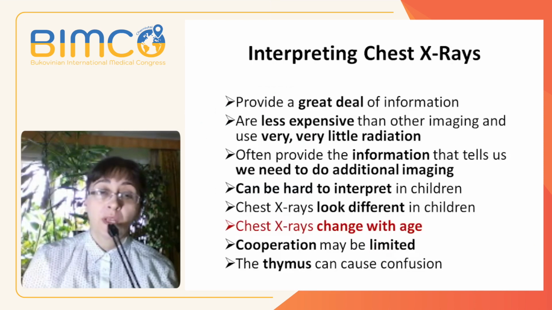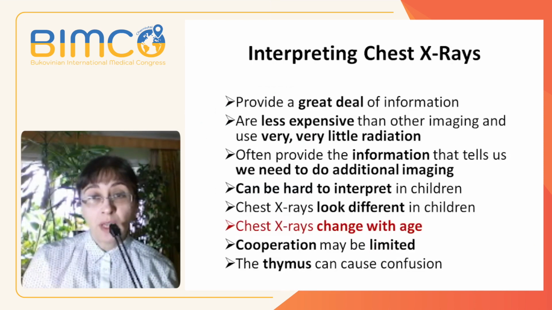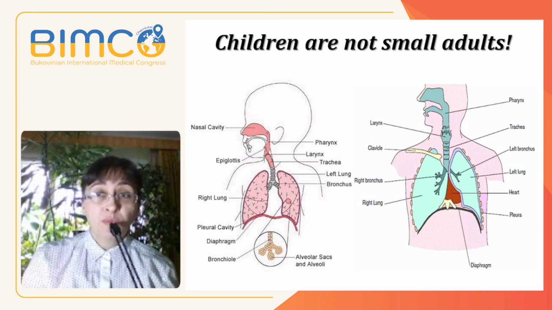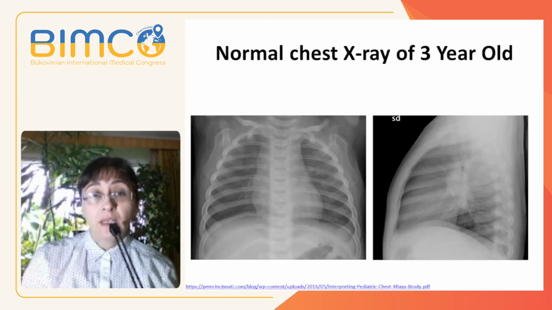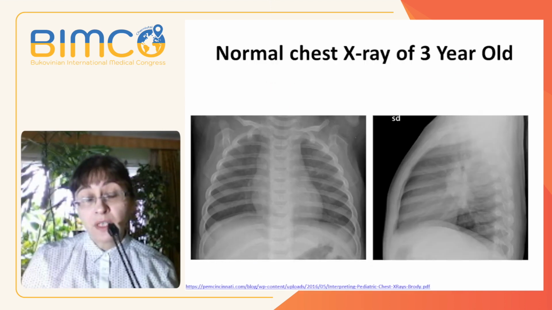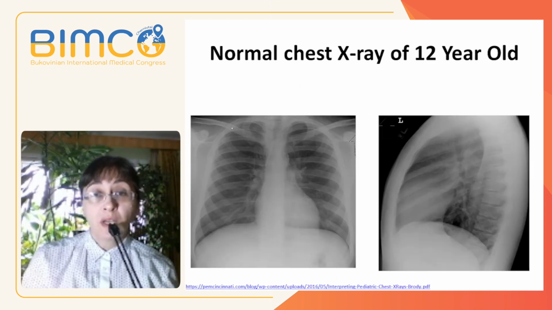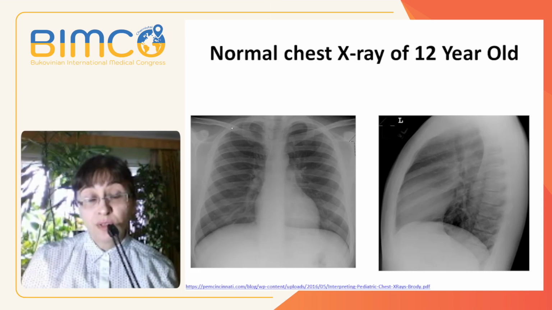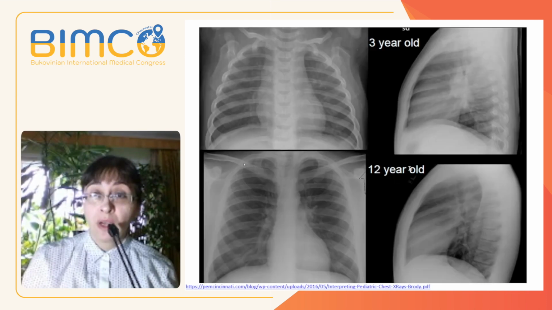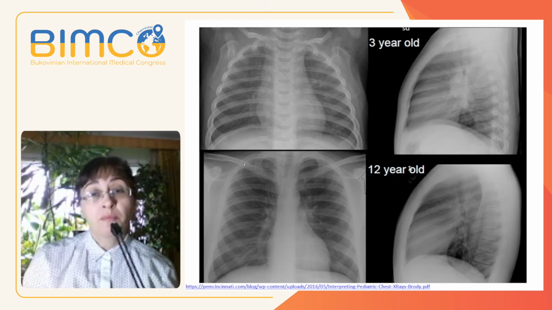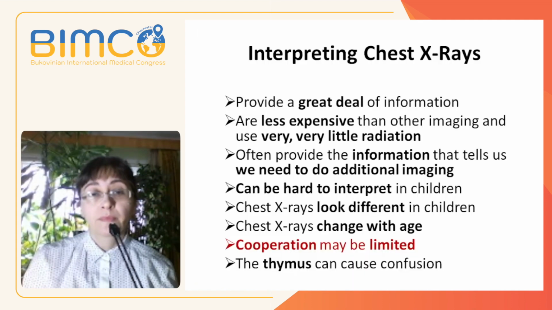So, chest X-ray changes with age. Children are not small adults. That's why if you see here a normal chest X-ray of a 3-year-old child, it will be altogether different as compared to this one, a normal chest X-ray of a 12-year-old child. And with aging, we observe huge changes both in the middle shadow, mediastinum, and as well as lung fields. Cooperation may be limited as well.